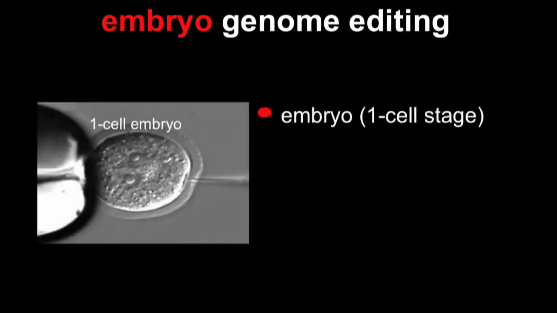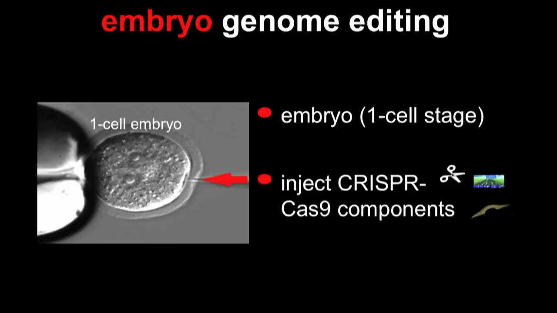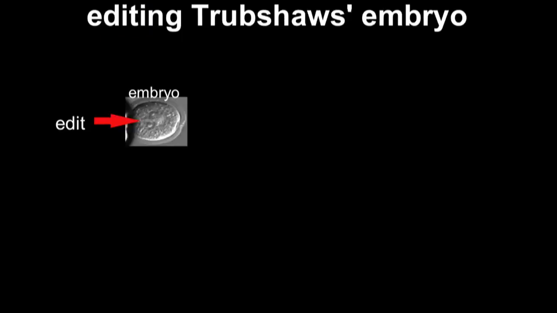This is a micrograph of a one-cell mouse embryo. One-cell human embryos look very similar. It's being injected with a very gentle needle here with the CRISPR-Cas9 components so that they can do the edit of the affected gene at the one-cell stage. And what that means is that if we now transplant the embryo, if it's Trubshaw's embryo, perhaps into Mrs.